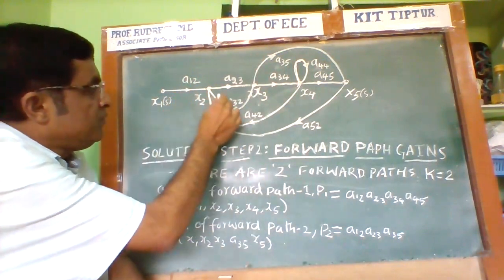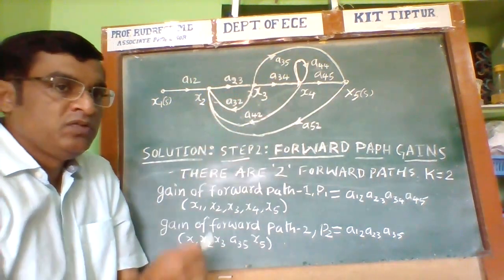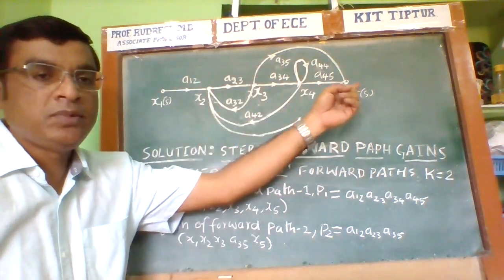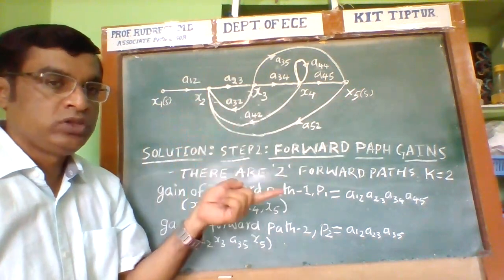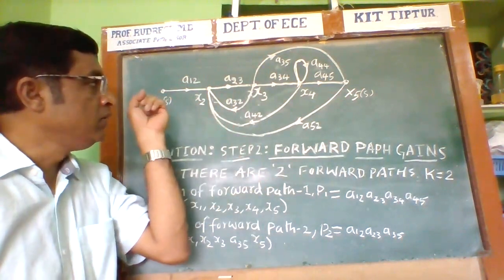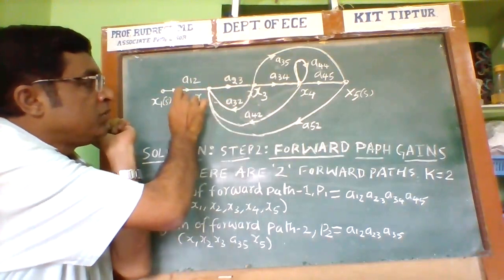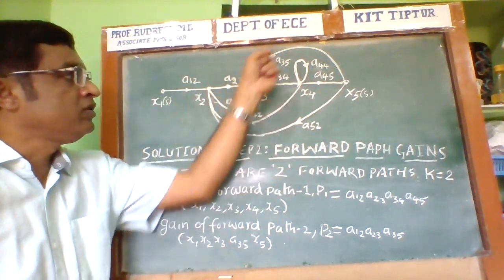Now these others are not forward paths, because the branch arrow direction must be the same. A forward path must start at the input node and end at the output node without crossing any node more than once. So the branch arrow direction must be the same along the path. This particular path and also this path are in the same arrow direction.